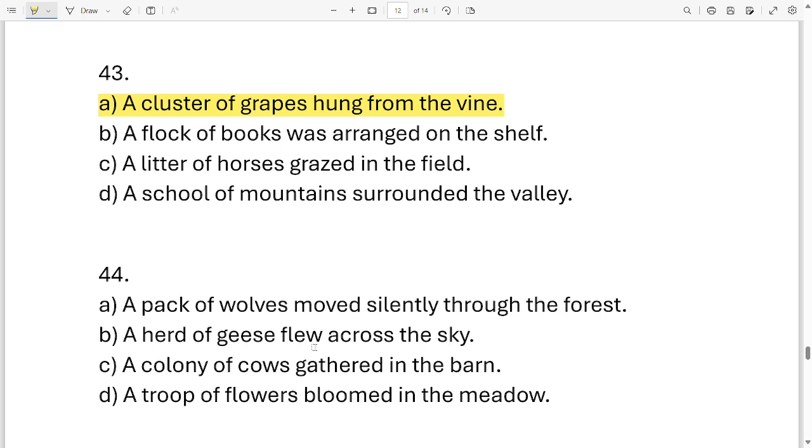A herd of geese flew across the sky. A colony of cows gathered in the barn. A troop of flowers bloomed in the meadows. Out of these 4 sentences, identify the correct sentence. Identify the sentence that has used the collective noun properly. It is option A. A pack of wolves moved silently through the forest.